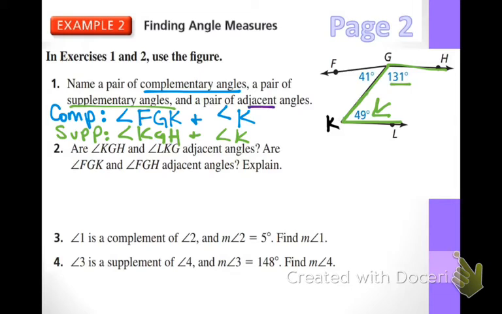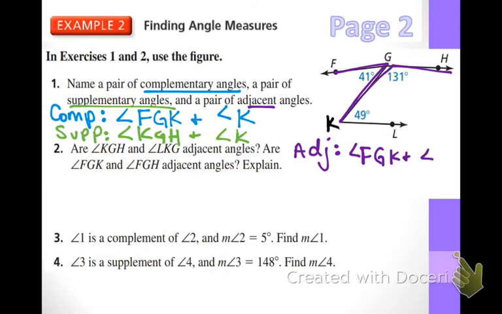The last asks for adjacent angles. When we're listing adjacent angles, are we looking for numbers? No. What do adjacent angles do? They share a wall. So what two angles share a wall? FGK and, we'll do this one first. So FGK, and then what are we saying? HGK. We might have been saying it. I'm just slow at registering things today.